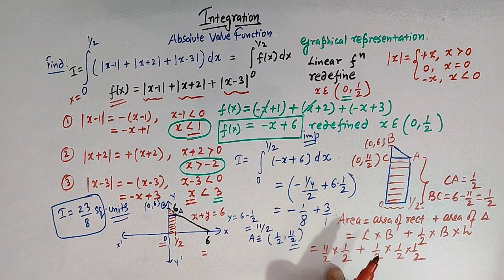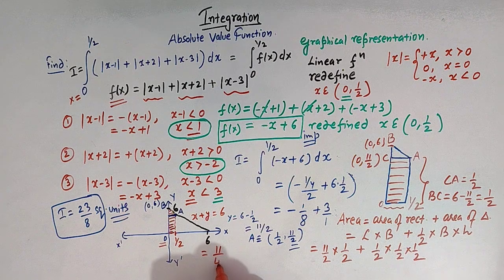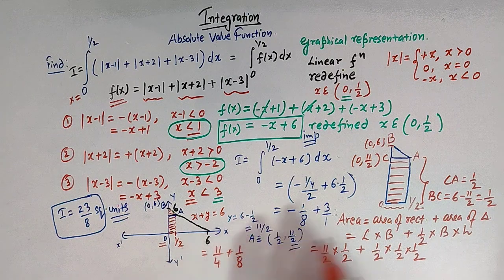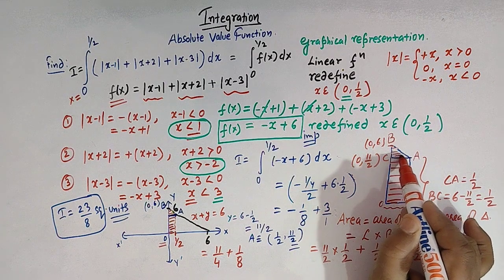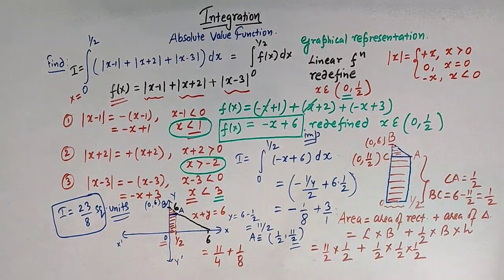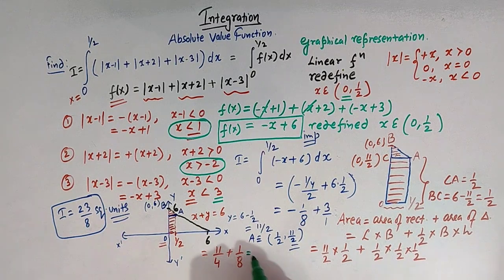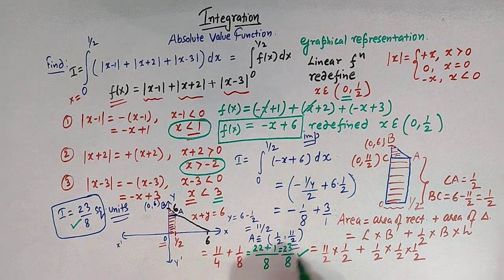So now we can add these two quantities. So we have 11 over 4, and here we have 1 over 8, right? So it means the area of this rectangle is 11 over 4, and the area of this triangle is 1 over 8. So now we can add these two quantities. So the LCM of 4 and 8 is 8. So here we have 4 twos are 8. So 2 elevens are 22. And here 8 ones are 8 and 1 one is 1. So we have 23 over 8, which is the same as this area, right?